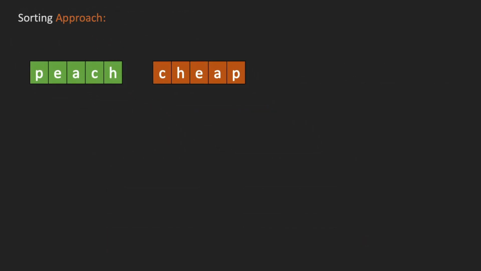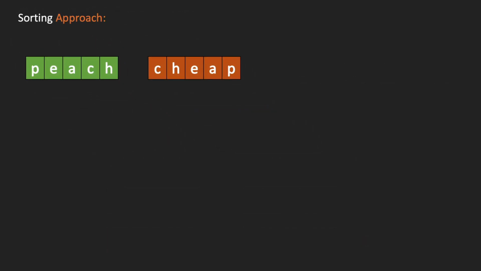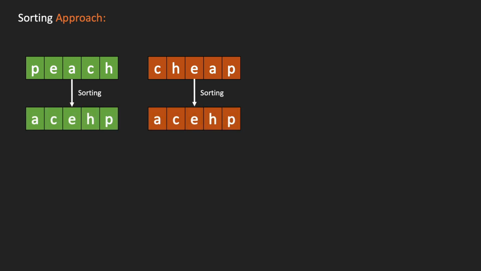What if we sort both of these words alphabetically? So if we take the same example, peach and cheap, after sorting, we would get A, C, E, H and P for both of them. Now we can simply compare them, and if they are the same, we can return true, else we return false.